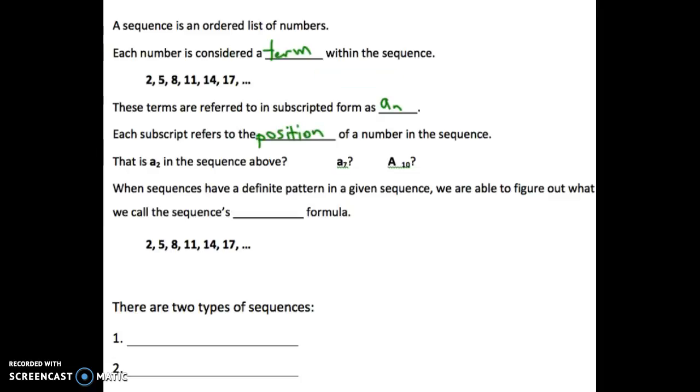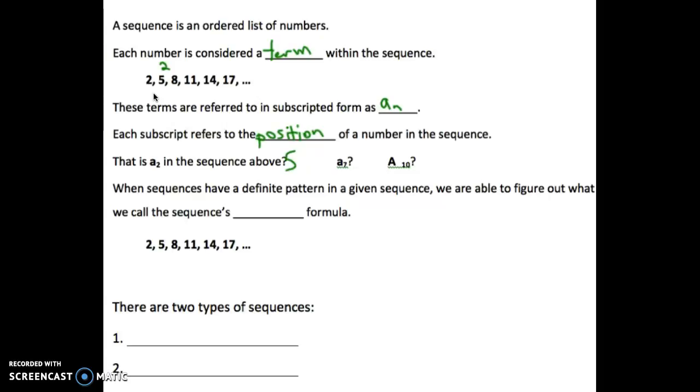So a sub 2, that is a sub 2 in the sequence above. So a sub 2, let me erase this. A sub 2 then is considered the second term. So in this case, the second term in my listing is 5. So a sub 2 is 5.